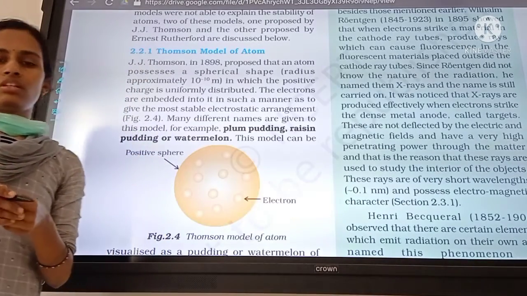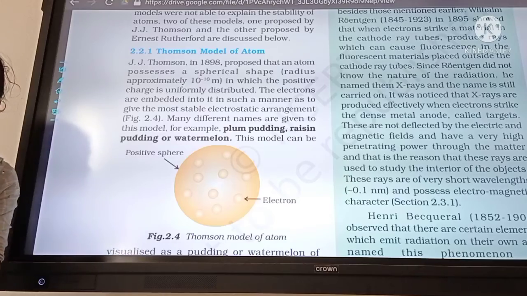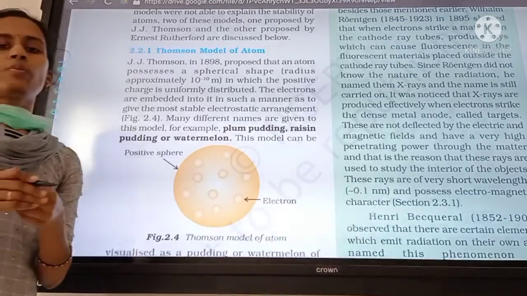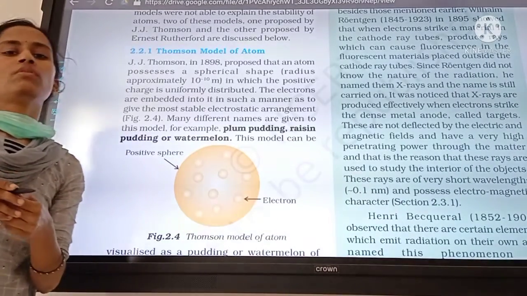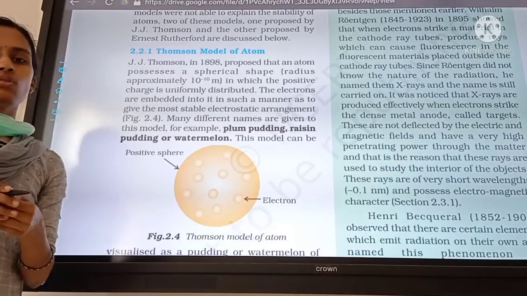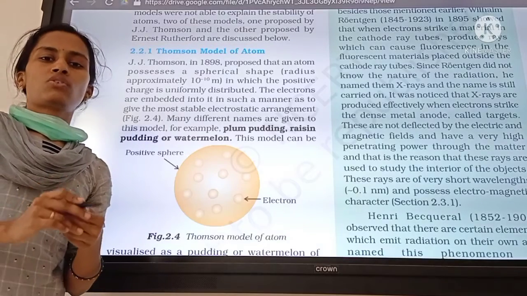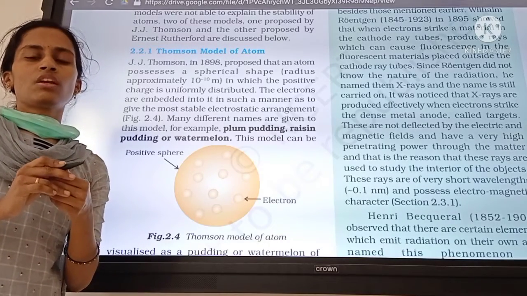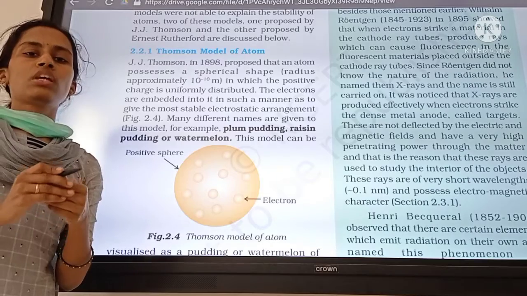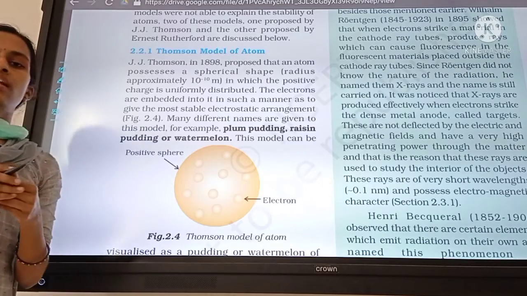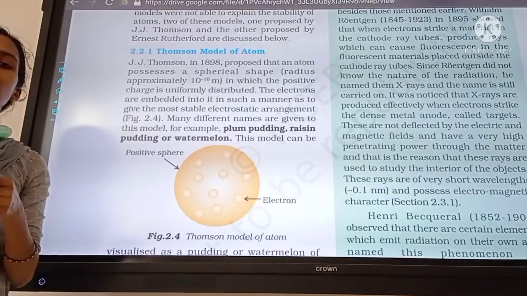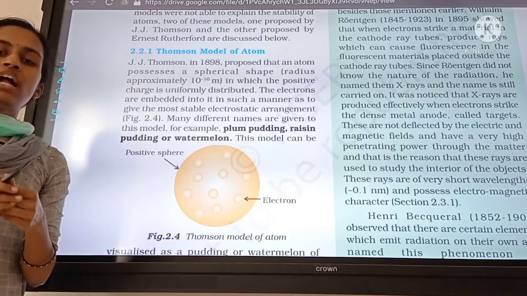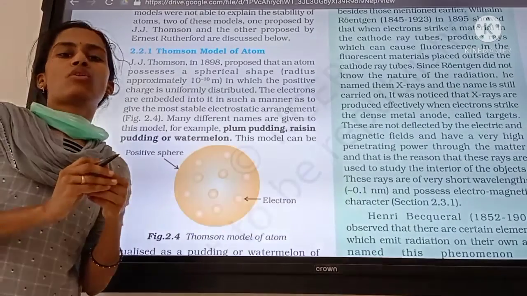Neutrons were discovered by the scientist Chadwick. It is not that important a discovery. So the subatomic particles are the electron, proton and neutron. How they are arranged in an atom, how they are placed in the atom, that is called the atomic model.